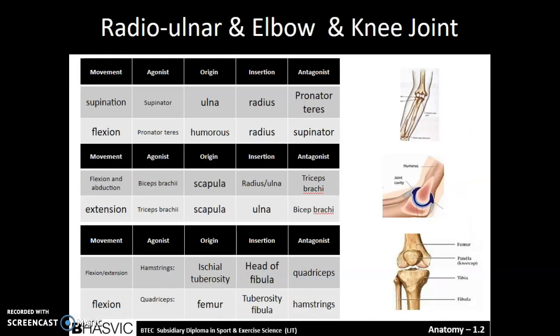Here we have the radio ulnar, the elbow, and the knee joint. These joints are very crucial for movement, especially for sports. If a gymnast wanted to do a stunt, then they would use all these joints in order to complete their stunt successfully.